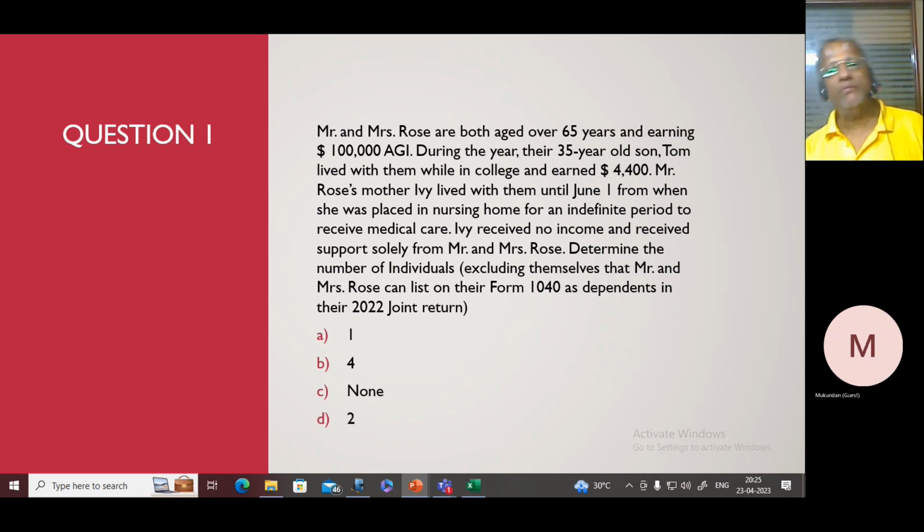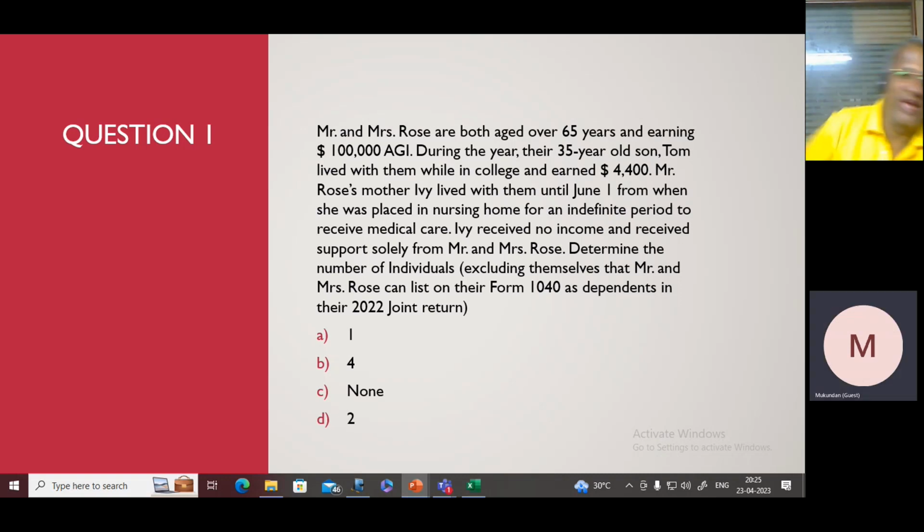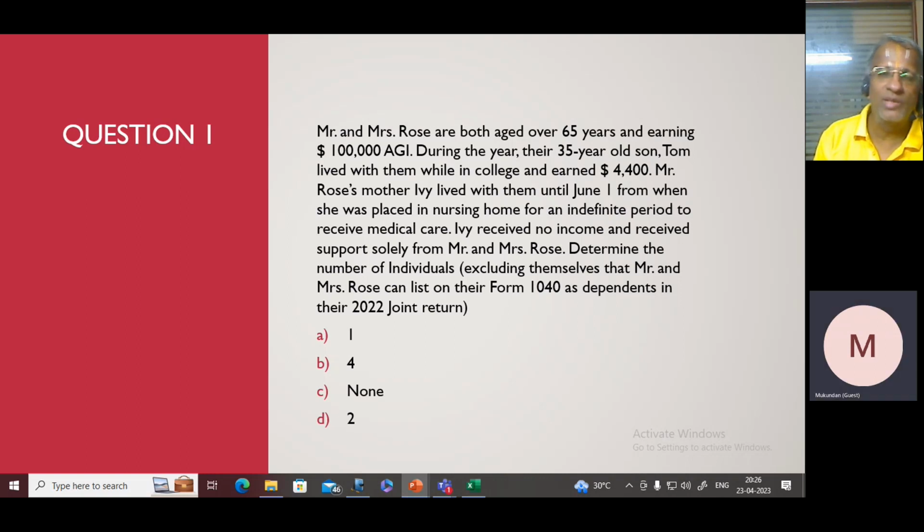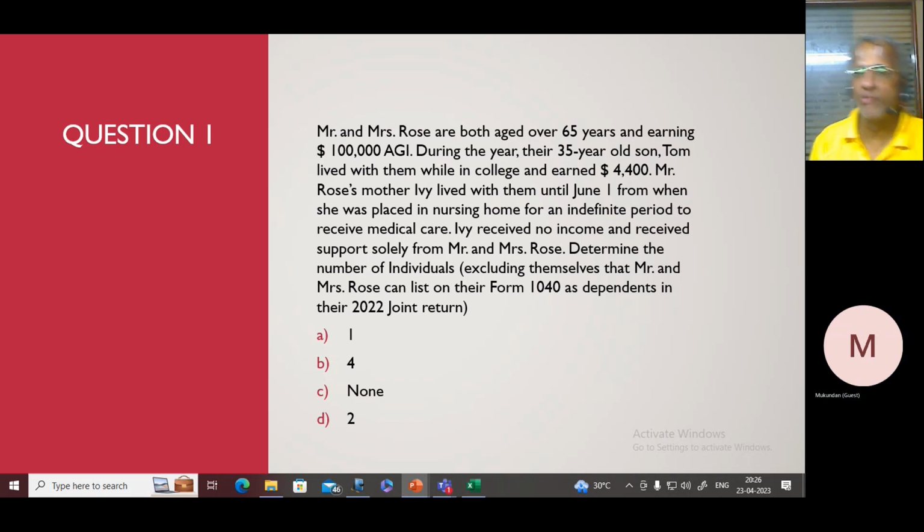Now, what is it? We should take it up. The taxpayers, Mr. and Mrs. Rose, are filing a joint return. They cannot be claimed as dependents. Dependents should be outsiders; the taxpayers themselves cannot be considered dependents. And they are reporting income of 100,000. During the year, they have their son, Tom, aged 35, who lived with them while in college and earned 4,400.